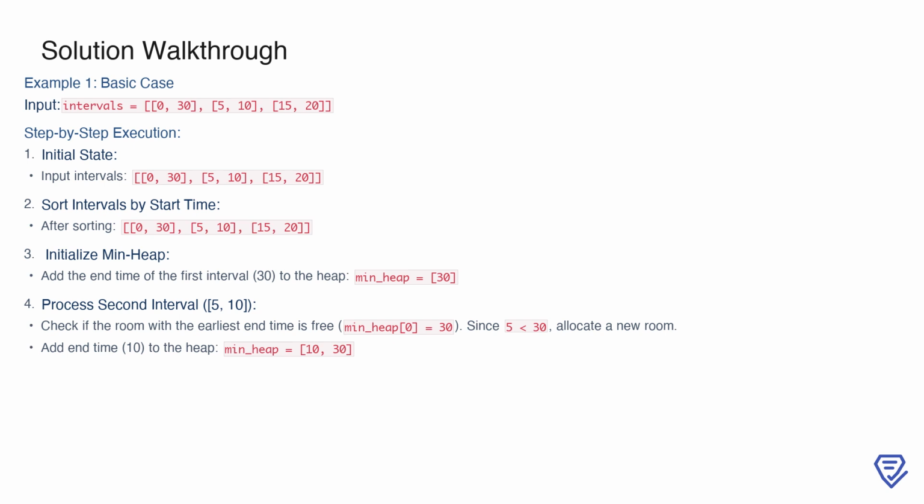Now, when we process the second interval, [5, 10], we check if the room with the earliest end time, 30, is free. Since the start time 5 is less than 30, a new room is allocated, and we add the end time 10 to the heap. At this point, the heap has two values, 10 and 30, indicating two ongoing meetings.